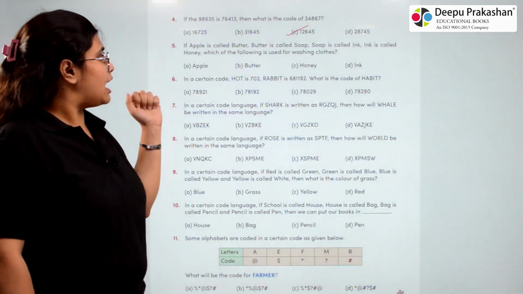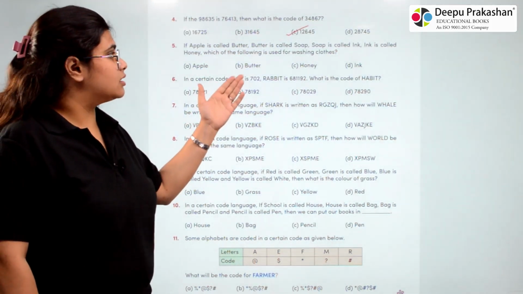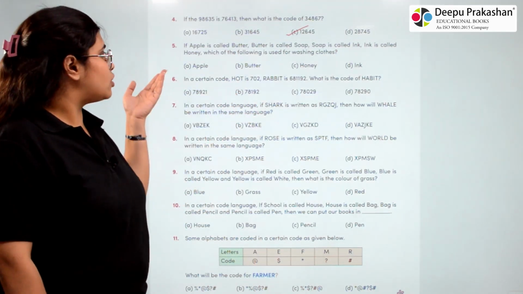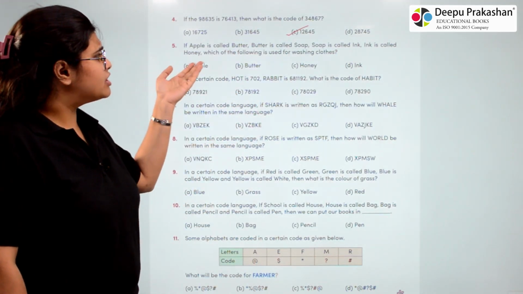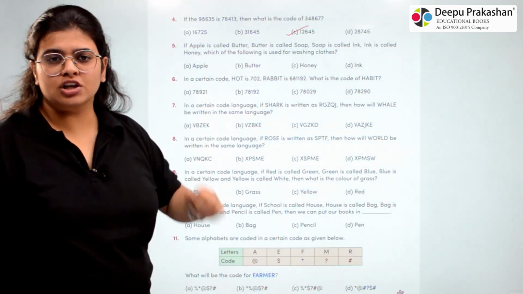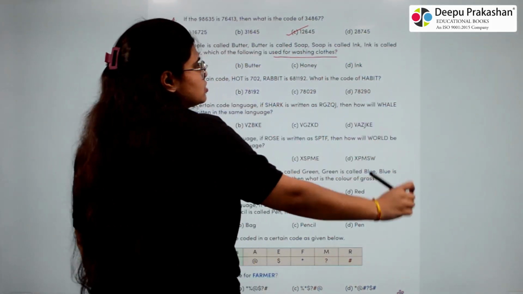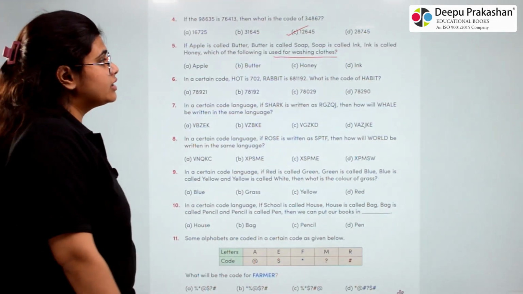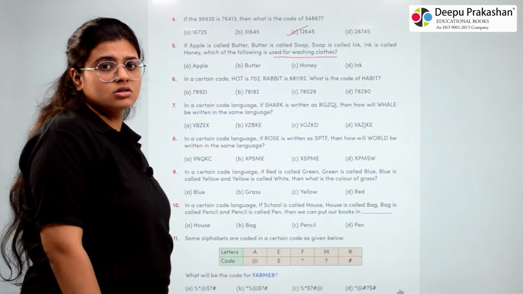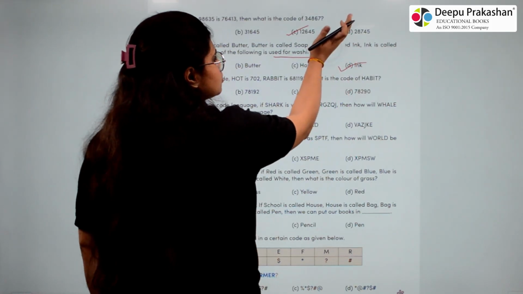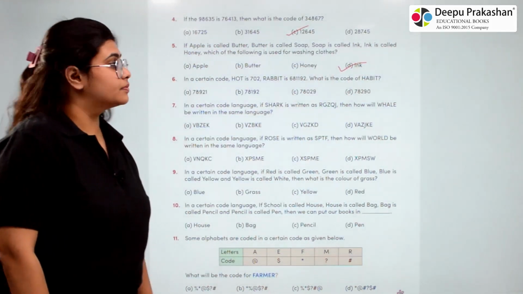5. If apple is called butter, butter is called soup, soup is called ink, ink is called honey, which of the following is used for washing clothes? So first we have to answer what is used for washing clothes. And the thing that is used for washing clothes is soap. And soap here is called ink. So our answer will be ink.